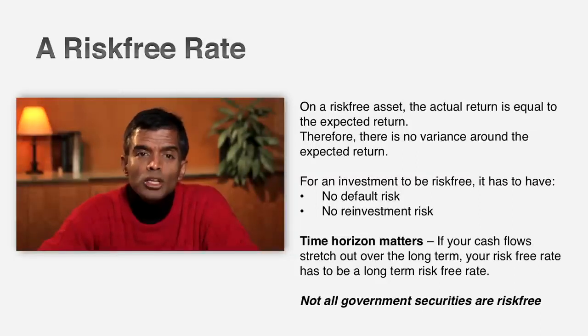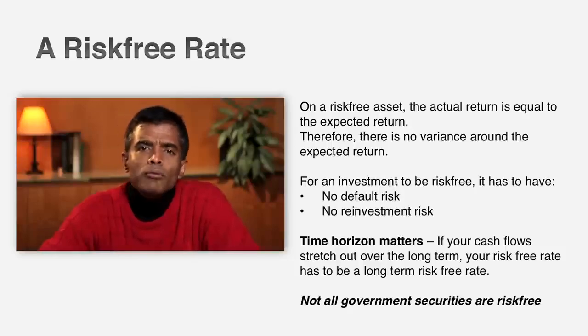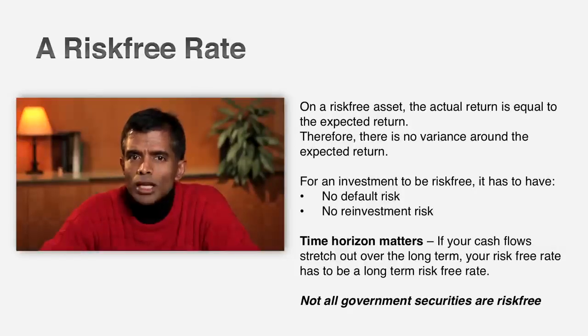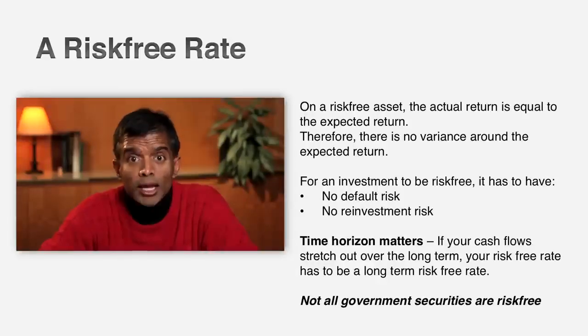Second, for something to be risk-free, there can be no reinvestment risk. What do we mean by reinvestment risk? Let's assume you have a 1-year time horizon, and you invest for 1 year in a T-bill. That investment is risk-free to you, right? Now let's say you have a 5-year time horizon, and you invest in a 1-year government security. Even if there's no default risk, you have reinvestment risk. Reinvestment risk in what sense? At the end of year 1, you got to reinvest again and again and again at rates you don't know today.